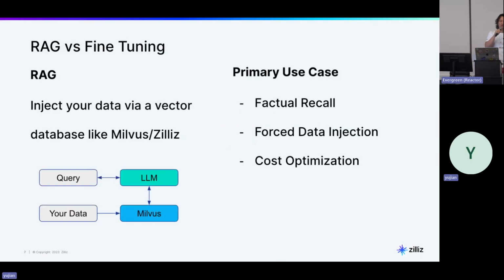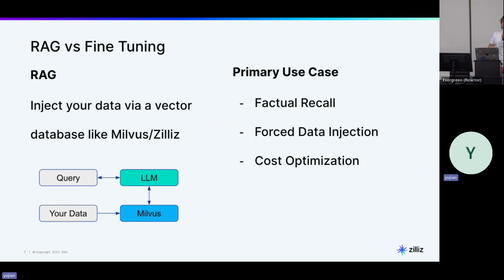So what is RAG? What is fine tuning? RAG is when you inject your data via a vector database like Milvus or Zillis. Here I've given a little diagram of what this looks like. Your data goes into a vector database like Milvus, and then the LLM sits on top of there and talks to Milvus. Your query comes in, goes to the LLM, goes to Milvus, and then it gives you your answer back.